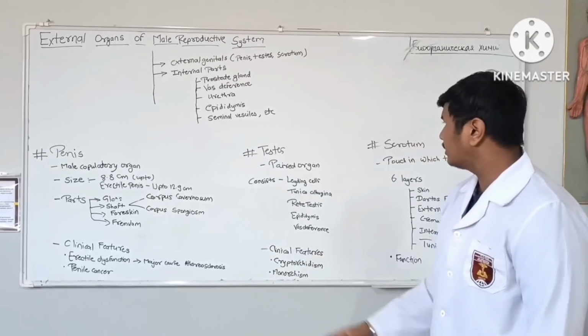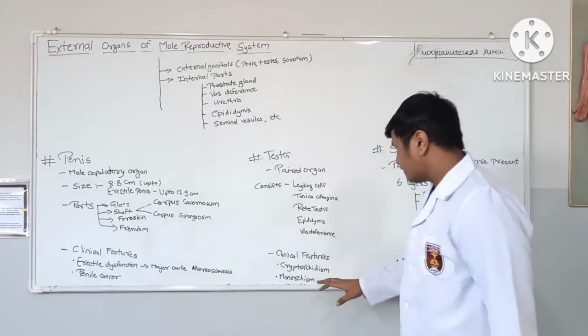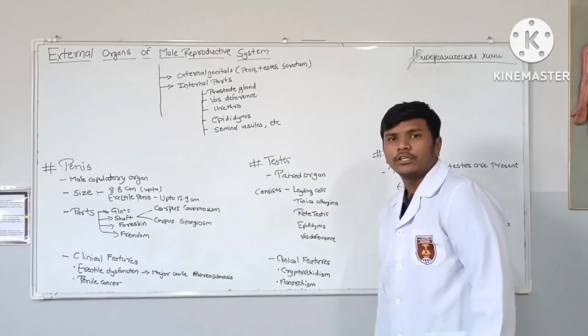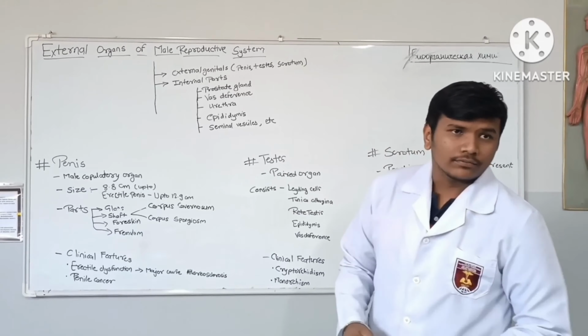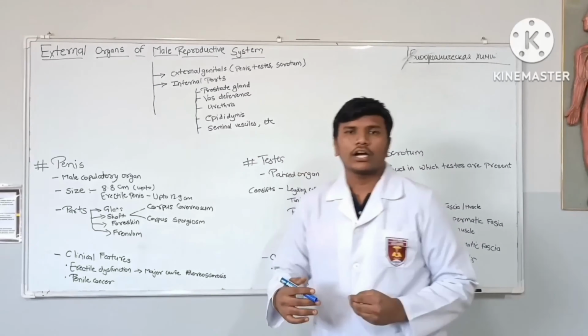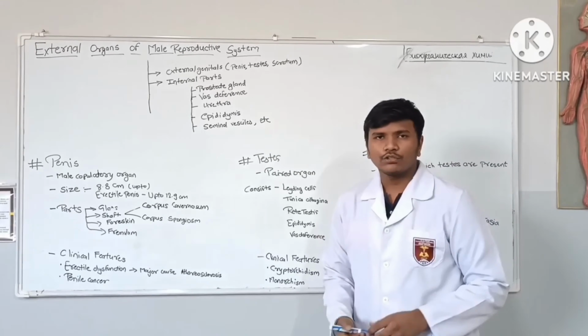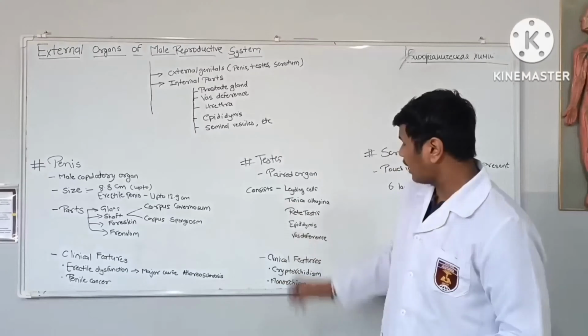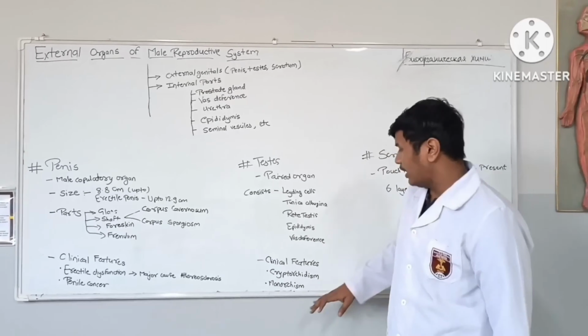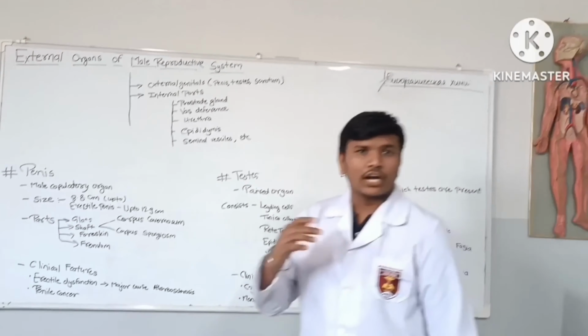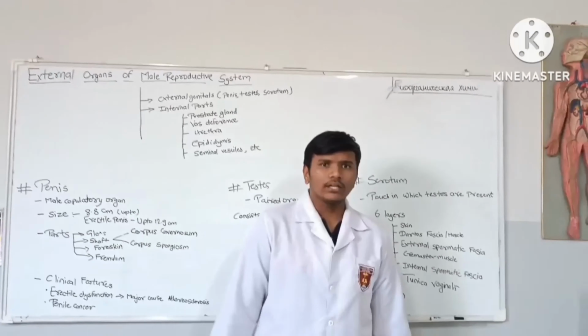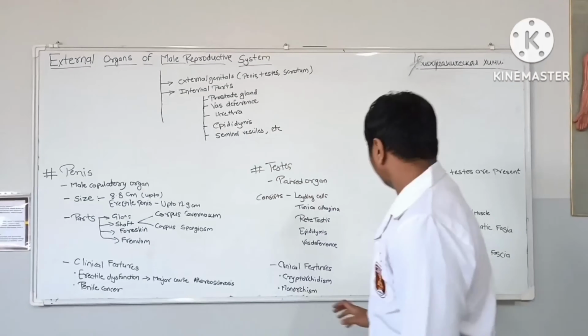Now we will see the clinical features of the testes. The first clinical feature is cryptorchidism. Cryptorchidism is when the testes can't descend to the scrotum and lie in the abdomen. And monorchidism is when one testis can't descend to the scrotum.